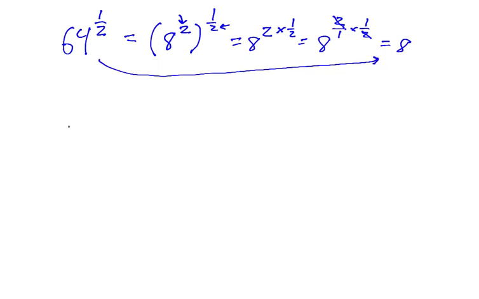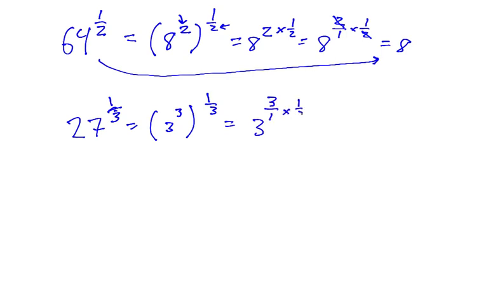The same thing for something like 27. So 27 to the power of 1/3. We might know that 27 can be written as 3 to the power 3, and then that would be to the power 1/3. So that will become 3 to the power of 3 over 1 times 1/3, with the 3's cancelling, and then that leaves us with just 3. So 27 to the power of 1/3, or the cube root of 27, is just 3.